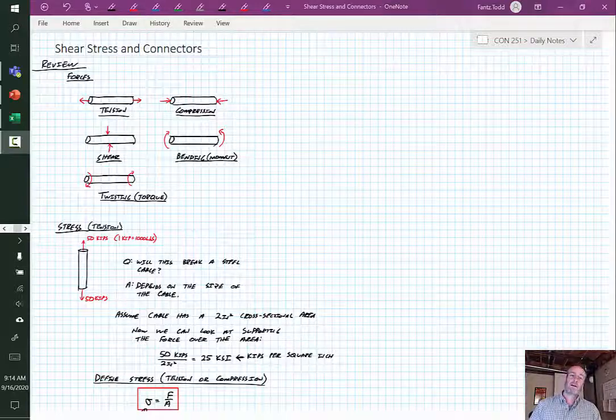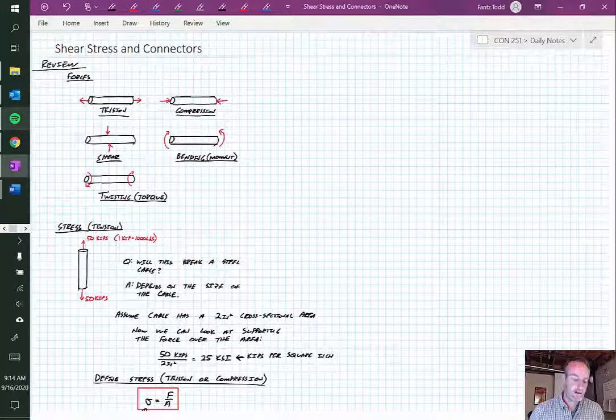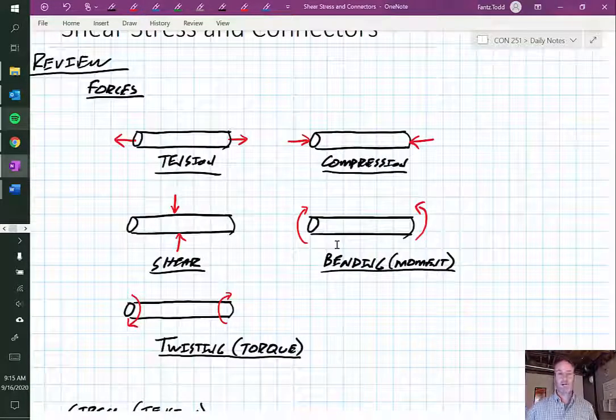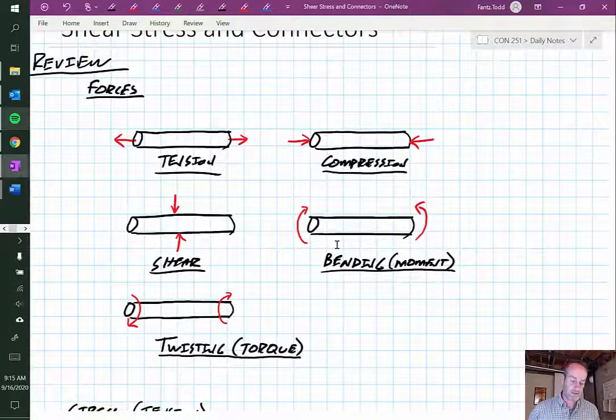Okay, welcome back everyone. In this session, what we're going to talk about is shear stress and how shear stress relates to connecting parts together. As a review, we have covered stress before. We started that conversation with stress last time talking about forces.